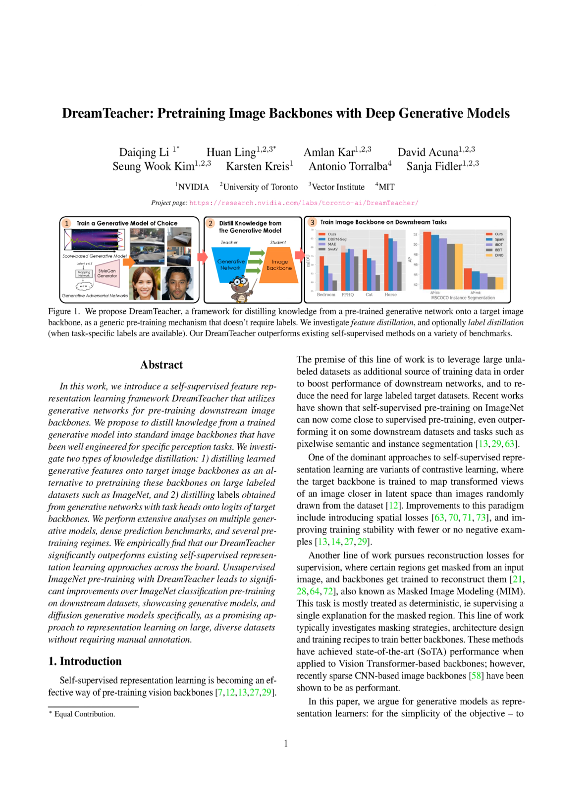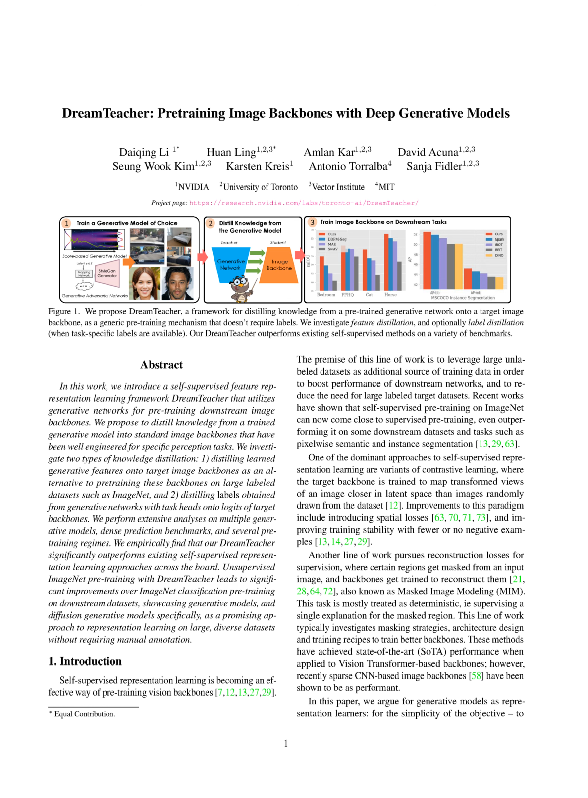One popular method in self-supervised representation learning involves contrastive learning. Here, the target backbone is trained to bring transformed views of an image closer in latent space than images randomly selected from the dataset. This approach has been improved by introducing spatial losses and enhancing training stability with fewer or no negative examples. Another approach involves using reconstruction losses for supervision.